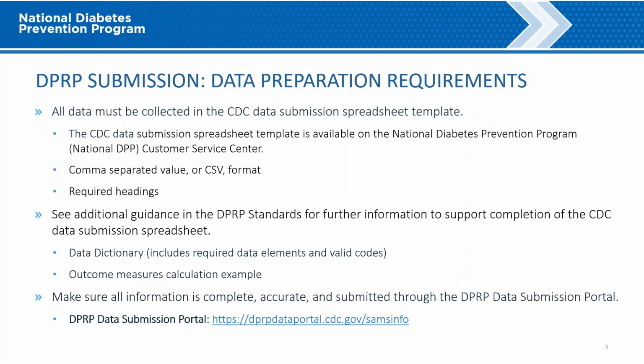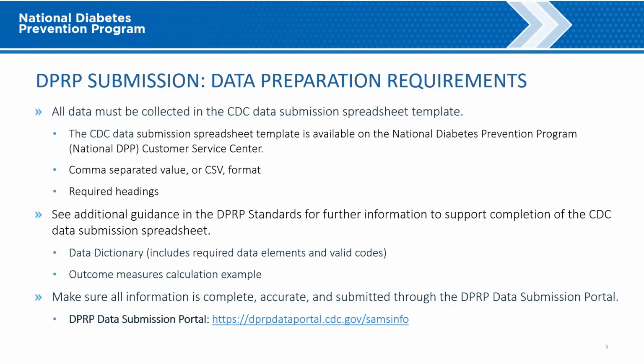DPRP submission, data preparation requirements. Throughout the data collection period, a CDC-recognized organization will need to collect relevant program data in the CDC data submission spreadsheet template. As mentioned previously, CDC provides a spreadsheet template in comma-separated value, or CSV, format with the correct headings, or you can find the data submission spreadsheet on the National DPP Customer Service Center. All data submissions must be in CSV format to be successfully transmitted to CDC.